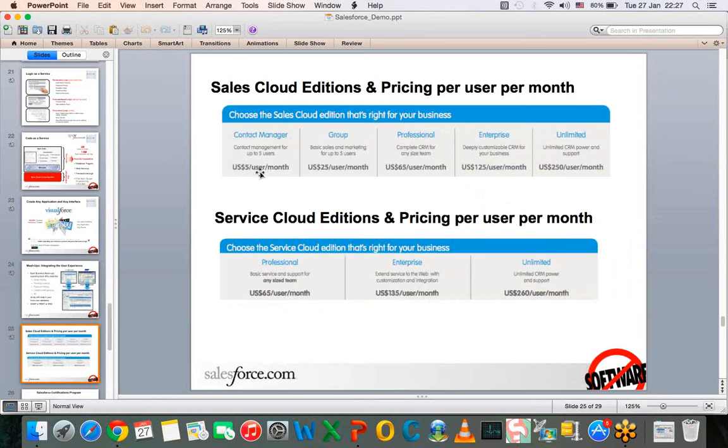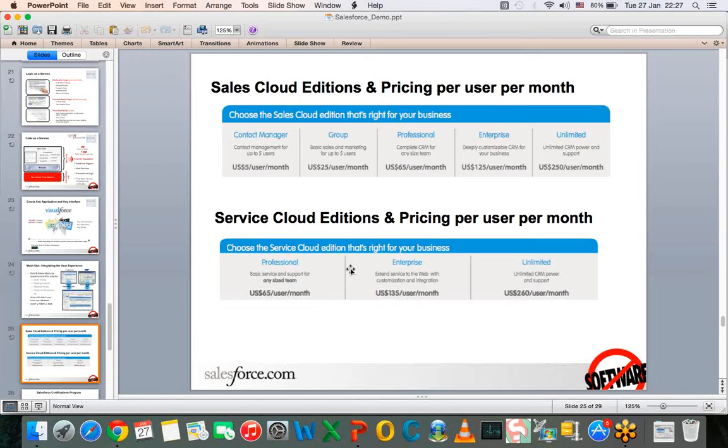Each user is $5 per month for contract manager, $25 per month per user for group, and similarly for professional it is $65. Just for information; need not worry about these things. This comes under Sales Cloud and Service Cloud. Sales and Service have a similar application, apart from contract manager and group, which are not available in Service Cloud.